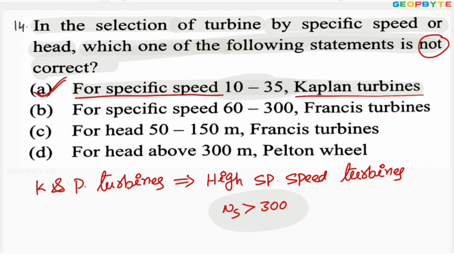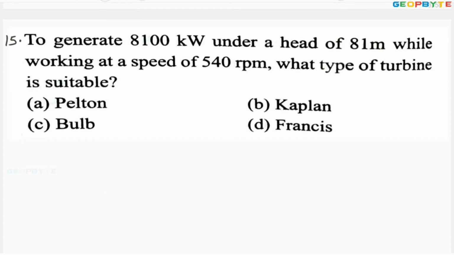Let us take one more problem. Look at the next problem. To generate 8100 kilowatts under a head of 81 meter while working at a speed of 540 rpm, what type of turbine is suitable?